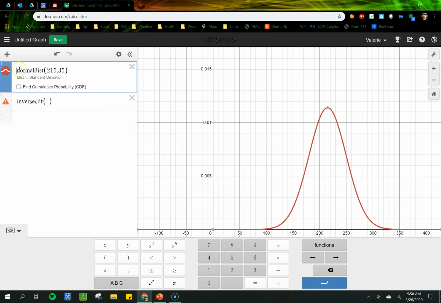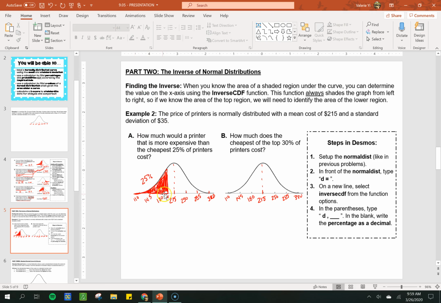So in front of the normal distribution, I'm going to type D is equal to. And then when I do my inverse CDF, I'm going to identify the normal distribution that I just named D, put a comma, and then I'm going to tell it the percentage that I'm looking to find. So I'm looking for 25%, which is 0.25. Now, notice when we were shading here, we shaded from the left up to that 25% point. And that is always what the inverse CDF is going to do. It's going to start on the left and shade to the right.